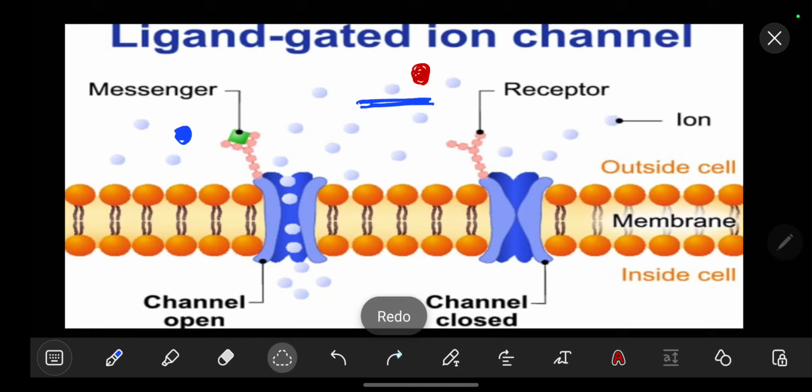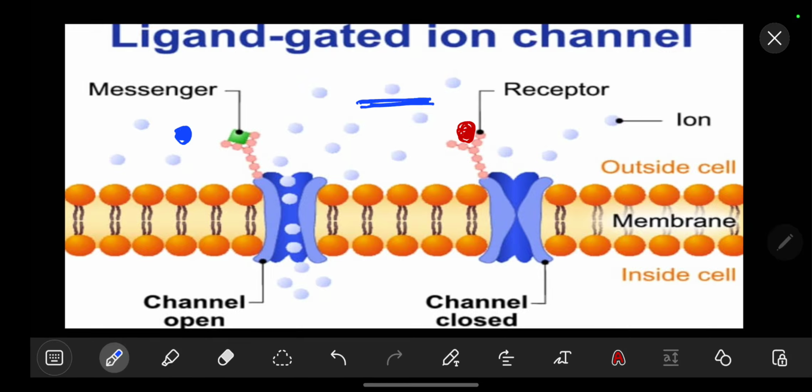So this red dot is the ligand. It goes to our receptor. As you can see, our protein channel here is closed. When the messenger, which is our ligand, comes there, it communicates with the cell, thereby allowing the channel to open up. When it opens up, it allows specific substances to pass through.